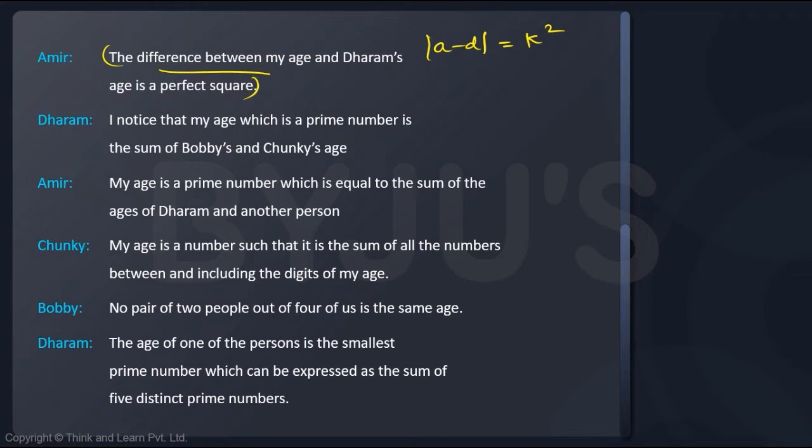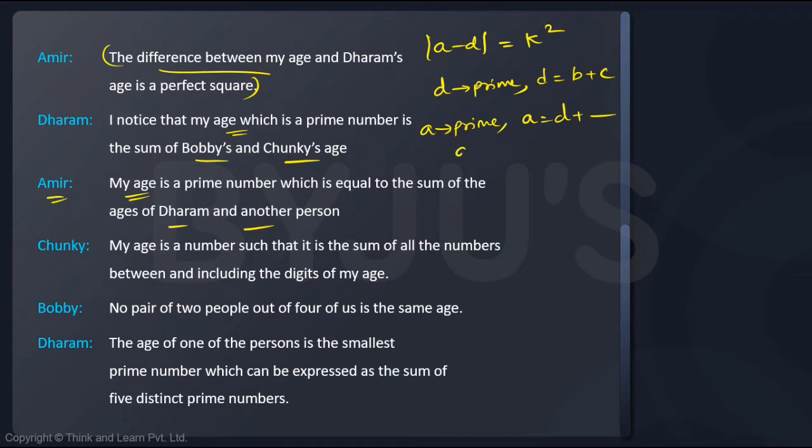Next, Dharam says my age is a prime number. So D is a prime number, right? And it is the sum of Bobby's and Chunky's age, so D is equal to B plus C. Then Amit says my age is also a prime number. So A is also a prime number, which is equal to the sum of ages of Dharam and another person. So A is equal to D plus one more person.